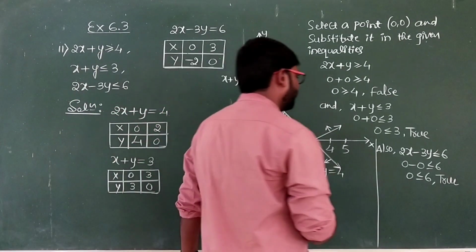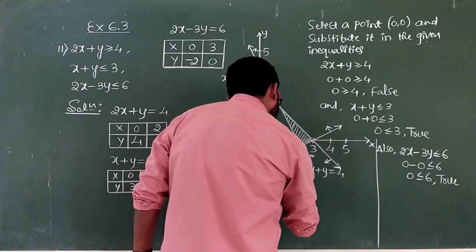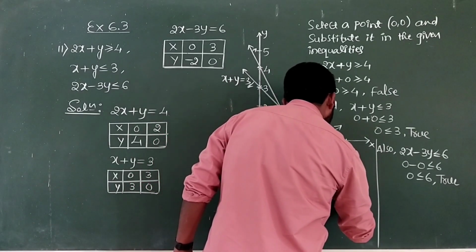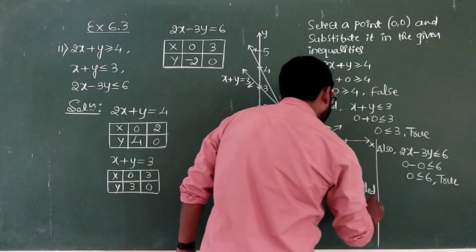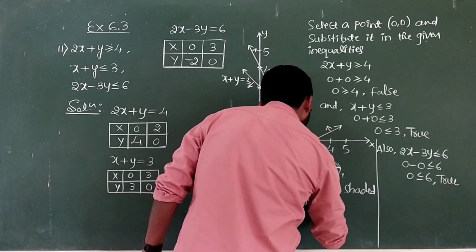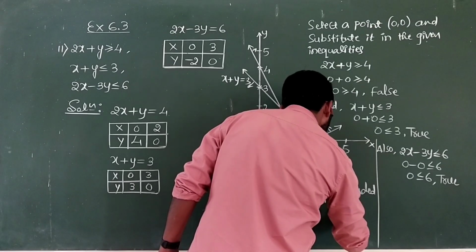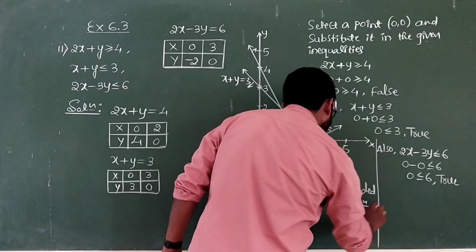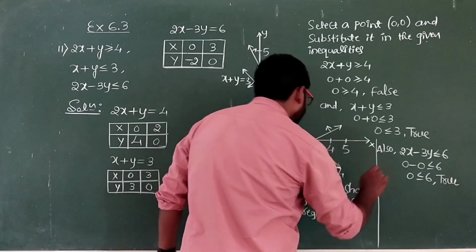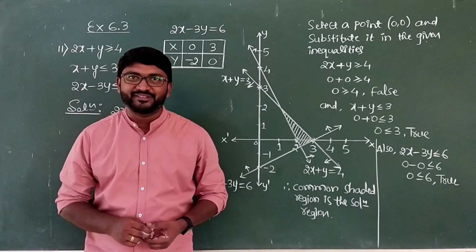That statement we have to write. So therefore, common shaded region is the solution region. Common shaded region is the solution region. So this is all about question number 11.